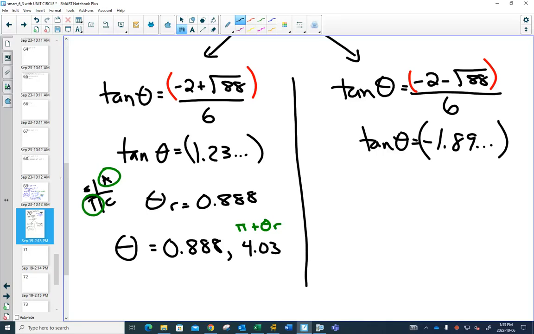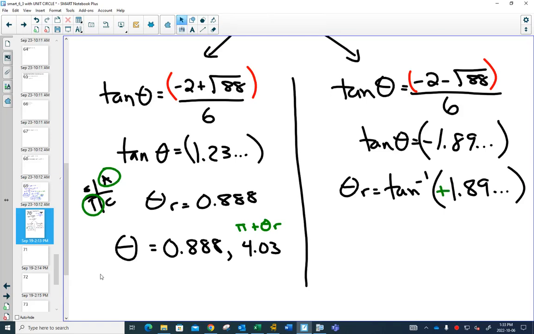To solve my second set of equations, I'm going to need to find my reference angle for this one. And when finding a reference angle, it's important that you always use the positive number. So I'm going to put a positive in green there. Reference angles are based on actual triangles with positive side lengths, so reference angles always use positive values.